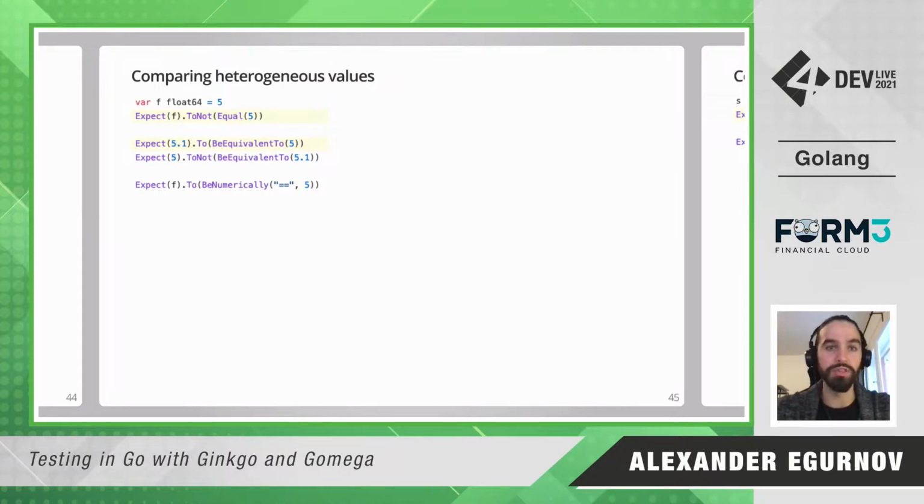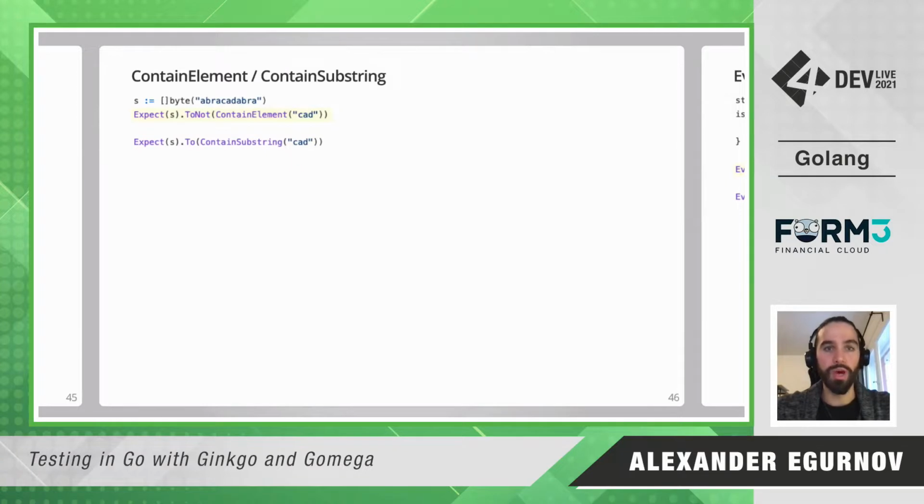Just always use BeNumerically if you have numbers which can be different types. So I suggest you just always use BeNumerically with numbers. It provides you a number of comparison options. They're given as a string. In this case, it's equality. You can have greater than, less than, greater equal, less than equal. And you can also have this tilde comparison, which checks with some precision.